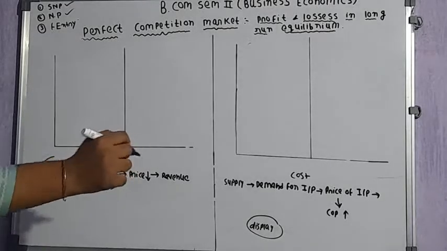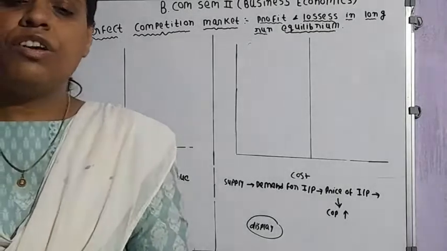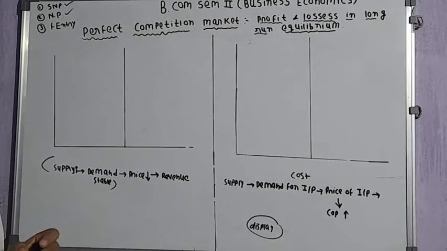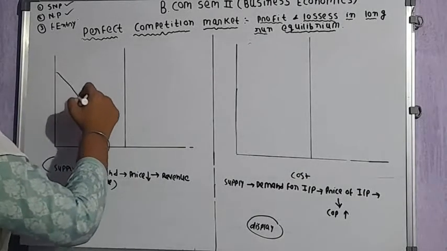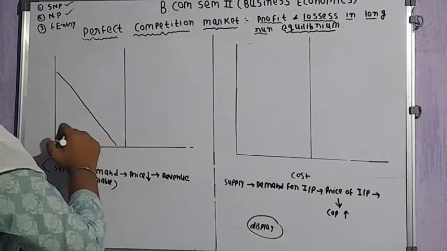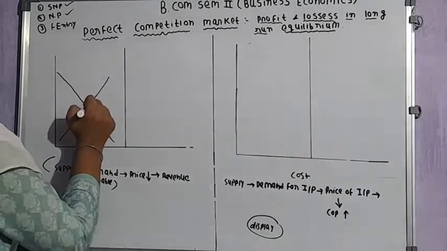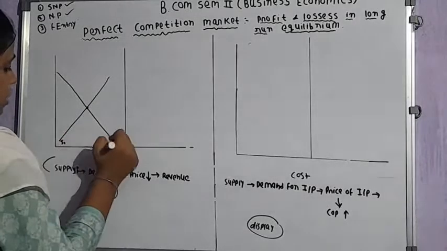How do we get the graph of supernormal profit? For getting the graph of supernormal profit, first of all we have to draw the graph of equilibrium. We get the equilibrium point where the demand curve and the supply curve intersect each other. At that point we get the equilibrium price and equilibrium output. Here is the demand curve, which is sloping downward, and the supply curve, which is sloping upward, and this is the equilibrium point.